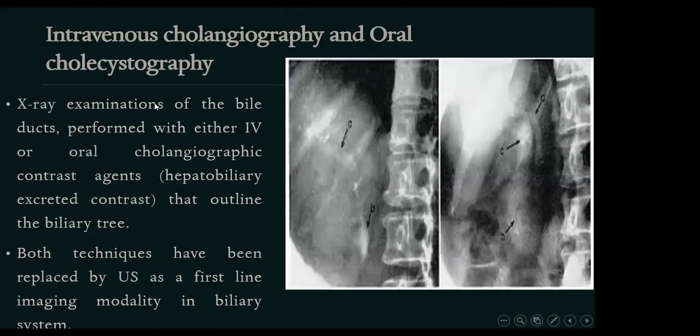First, intravenous and oral cholecystography is done by giving the patient an oral or intravenous contrast that outlines the biliary tree. And after that, the biliary tree is imaged with a plain film. Here we can see that the biliary tree is outlined by the contrast. Here also the biliary tree is outlined by the contrast.